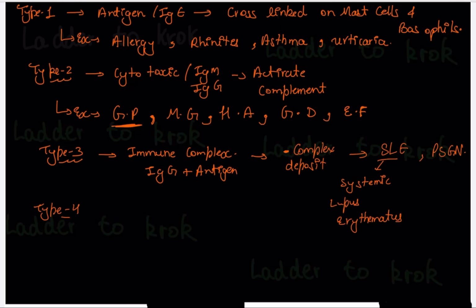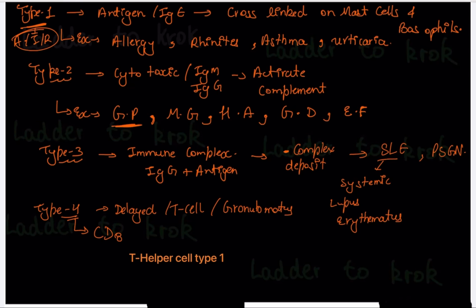Remember the names also. Type 1 names are anaphylactic, immediate, and reagenic, which are important. You can write anaphylactic, immediate or reagenic, AIR. Now type 4 is basically delayed, T cell mediated, or granulomatous. In this there are basically CD8 and TH1, and TH1 basically kills cells directly.